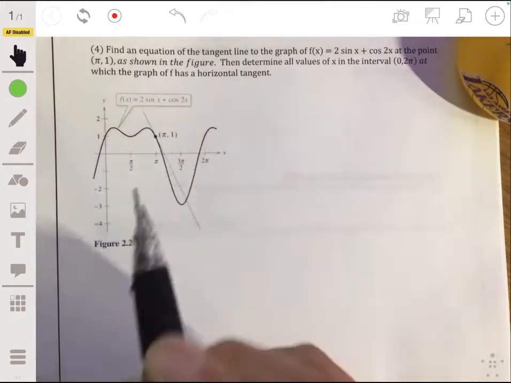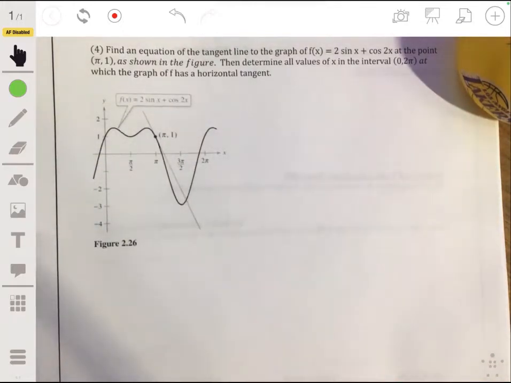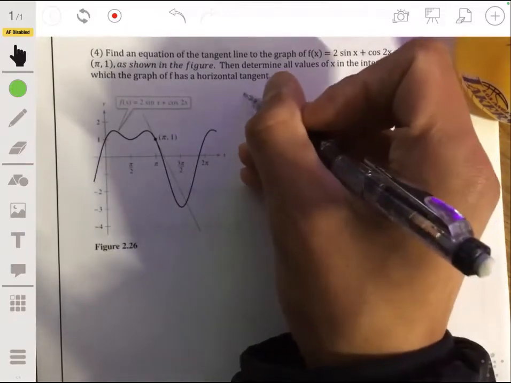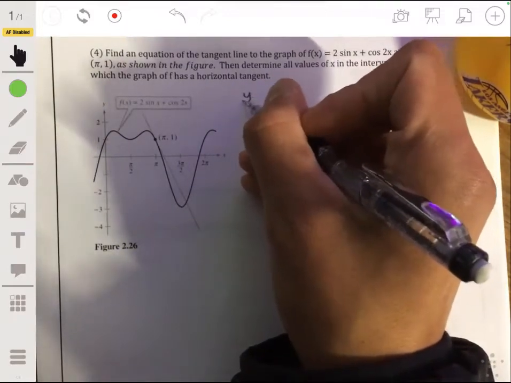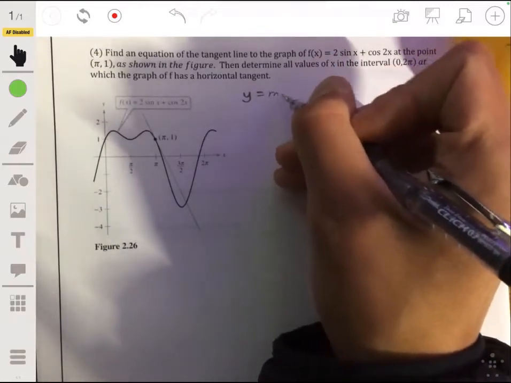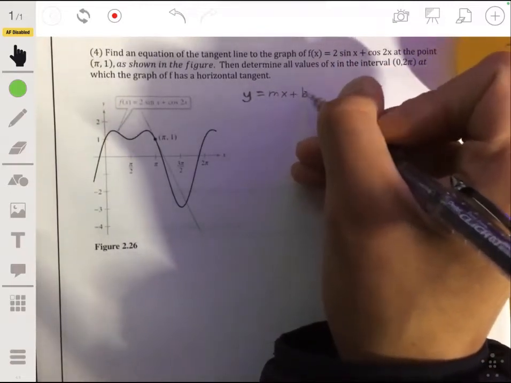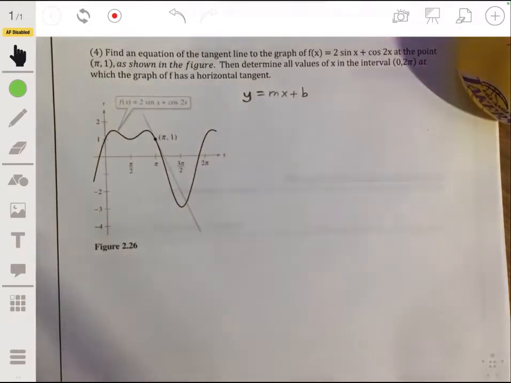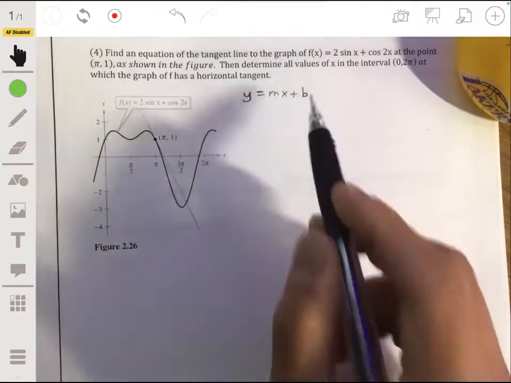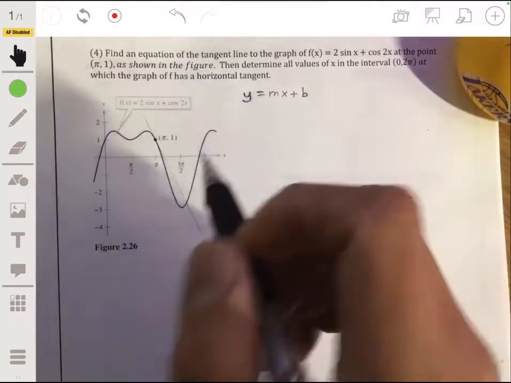2 pi. So first, to find the equation of a tangent line, let's remember that it's just going to be a linear equation. I like to keep it simple and consistent with how I teach my students from their algebra days. So I like to use slope-intercept form, y equals mx plus b. It's common in textbooks and in some courses, teachers will use point-slope form. It doesn't matter. I just like to use this because it's more intuitive for me.